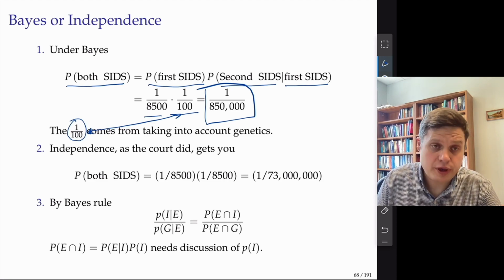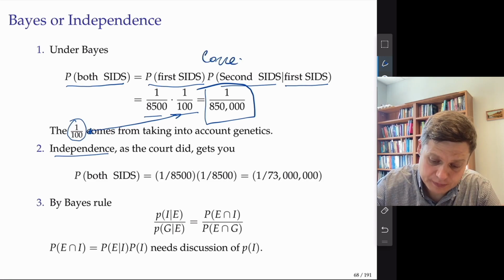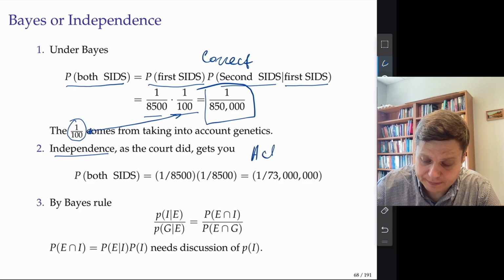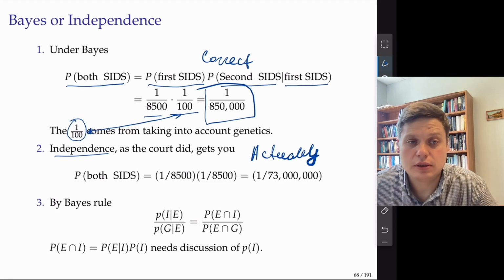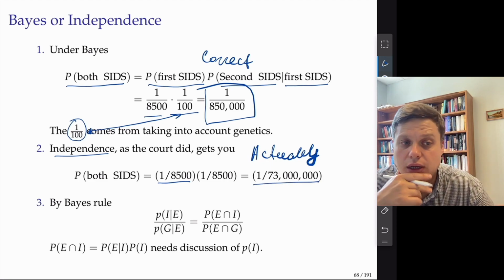So this is the correct way of calculating it. Now if we ignore this dependent structure and assume independence, as was done in the court case, that's the way it was actually calculated in the court, and Sally Clark as a result was convicted. You basically take 1 over 8,500 squared and you get a 1 in 73 million chance.